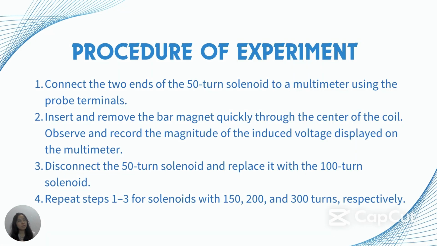Moving on to the procedure of the experiment. First, we connected the two ends of the 50-turn solenoid to a multimeter using the probes. Next, we quickly insert and remove the bar magnet through the center of the coil. We then observe and record the magnitude of the induced voltage. After that, we disconnect the 50-turn solenoid and replace it with the 100-turn solenoid. Step 2 and Step 3 were repeated using the 150-turn, 200-turn, and 300-turn solenoids.